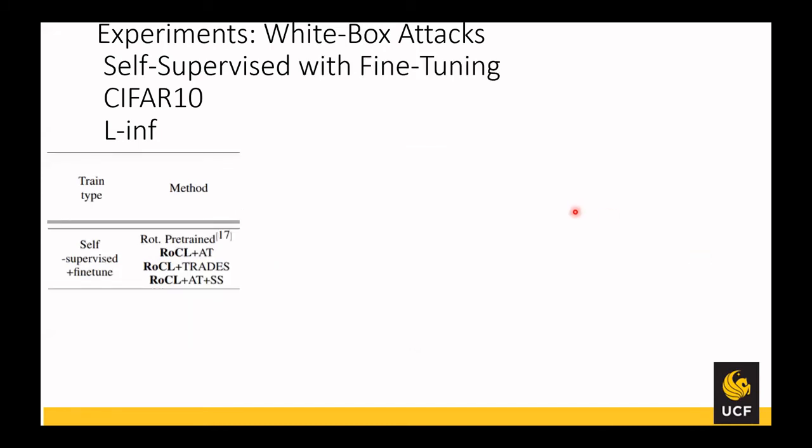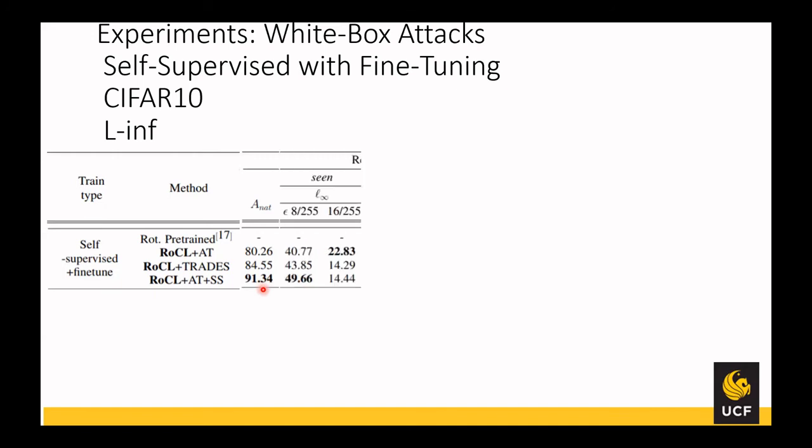So the next experiment were white box attacks with self-supervised with fine-tuning training, CIFAR10 data, and L infinity norm. Here they considered 4 different methods. They have the ROCL pre-trained, ROCL plus supervised adversarial training, ROCL plus TRADES, and ROCL plus the supervised adversarial training and self-supervised loss. Again, they're looking at a ResNet 18. And on the clean images, you can see this ROCL plus AT plus SS had the highest accuracy. And looking at the adversarial scenes, again, this is L infinity, you can see again that ROCL plus AT plus SS had the highest accuracy.